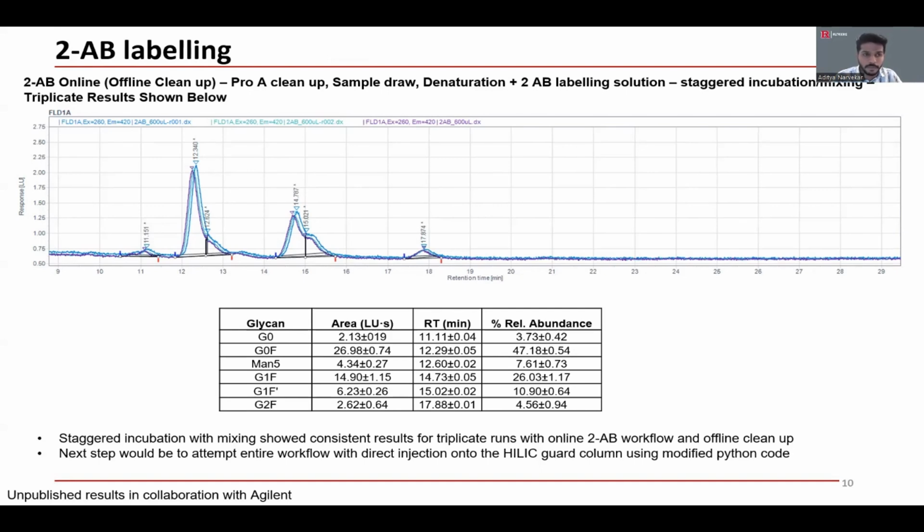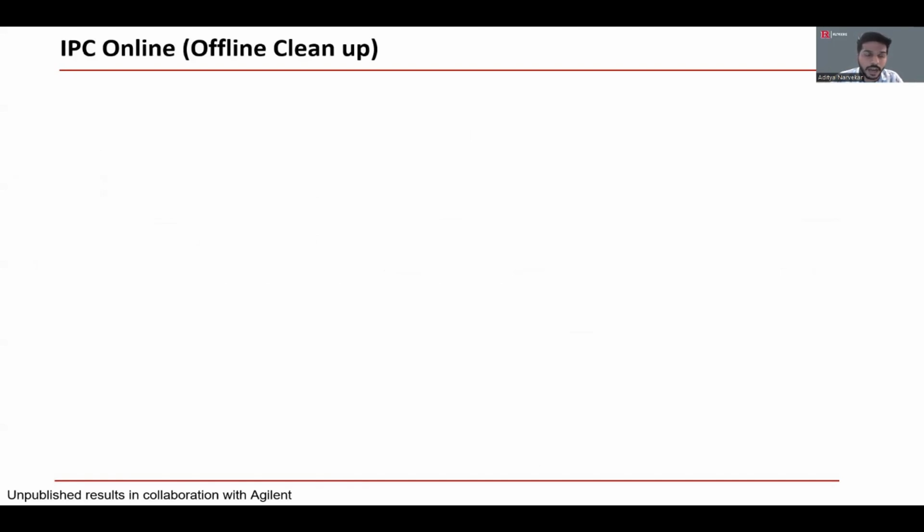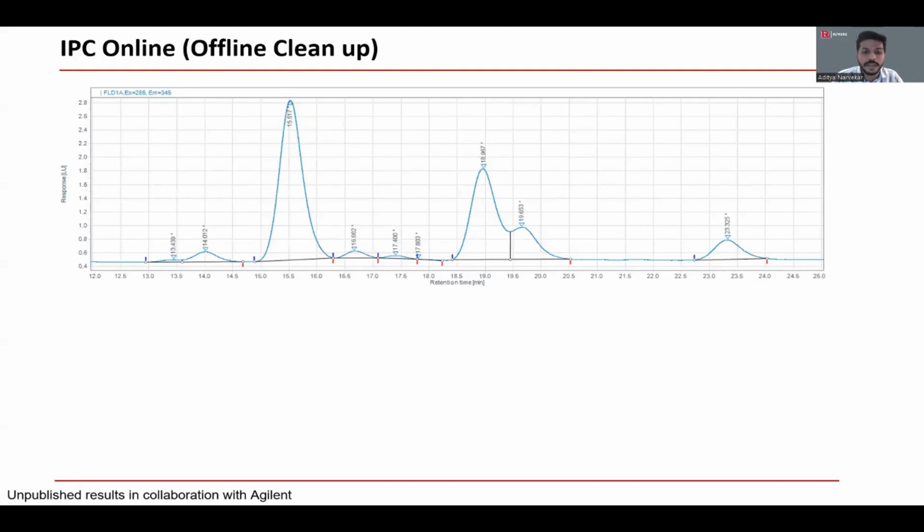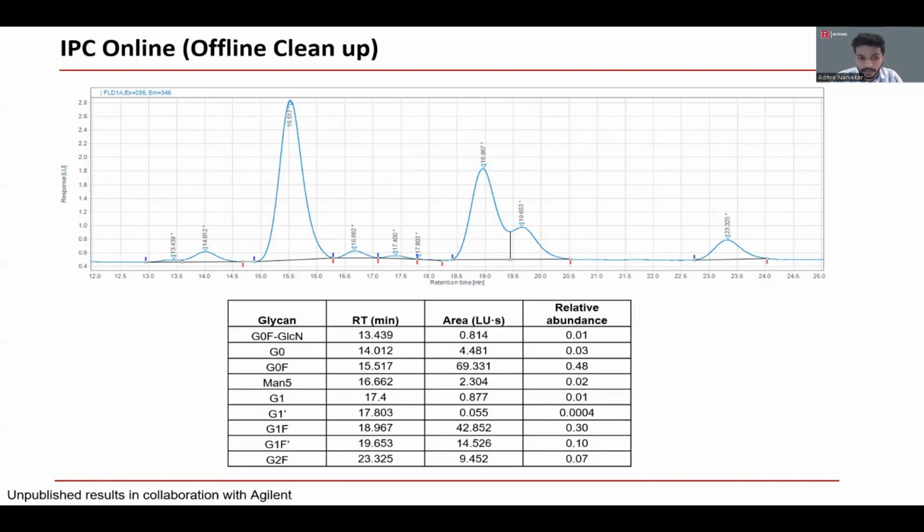But before that, we will first see the at-line analysis setup with a faster labeling chemistry, that is IPC. Again, this is an at-line analysis, so the labeling is happening on the pump. There is an offline cleanup step, and then we inject onto the HPLC. This is the sample analysis chromatogram with the at-line IPC setup. The glycans detected here are relatively more than with 2AB. You can see the detection of G0F GlcNAc, G0, G0F, MAN5, G1, G1 prime, G1F, G1F prime, and G2F.